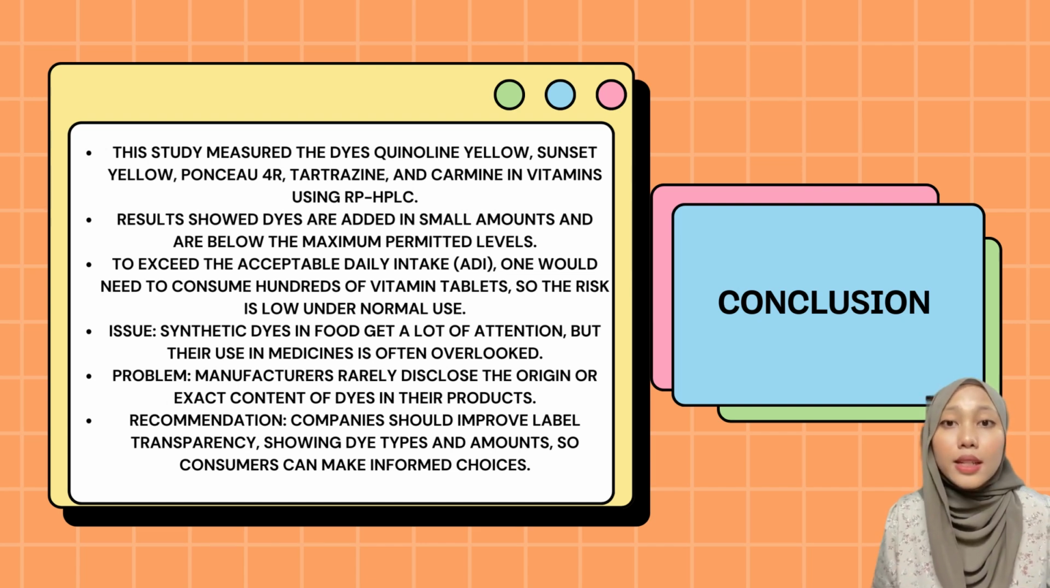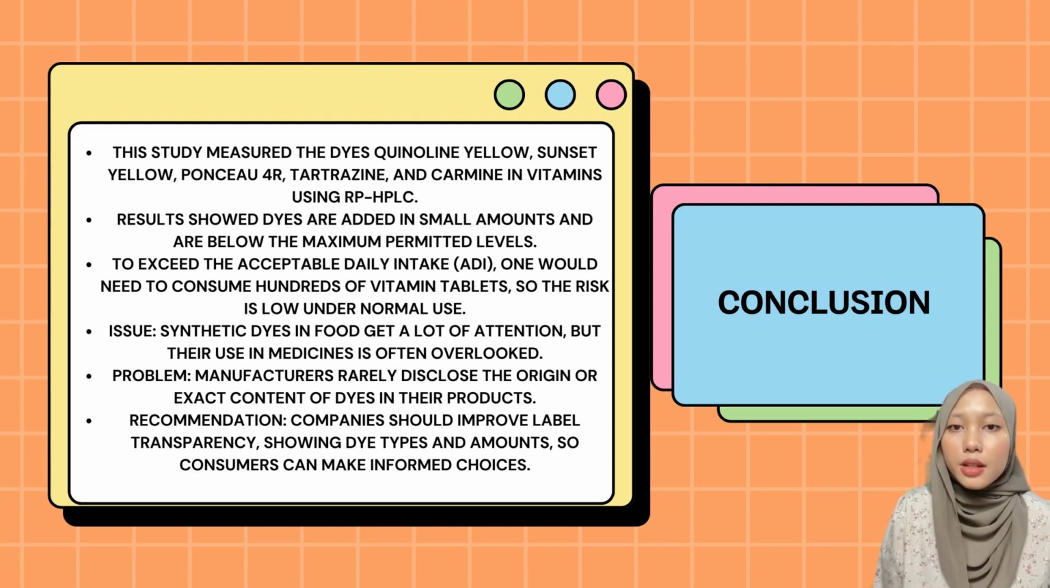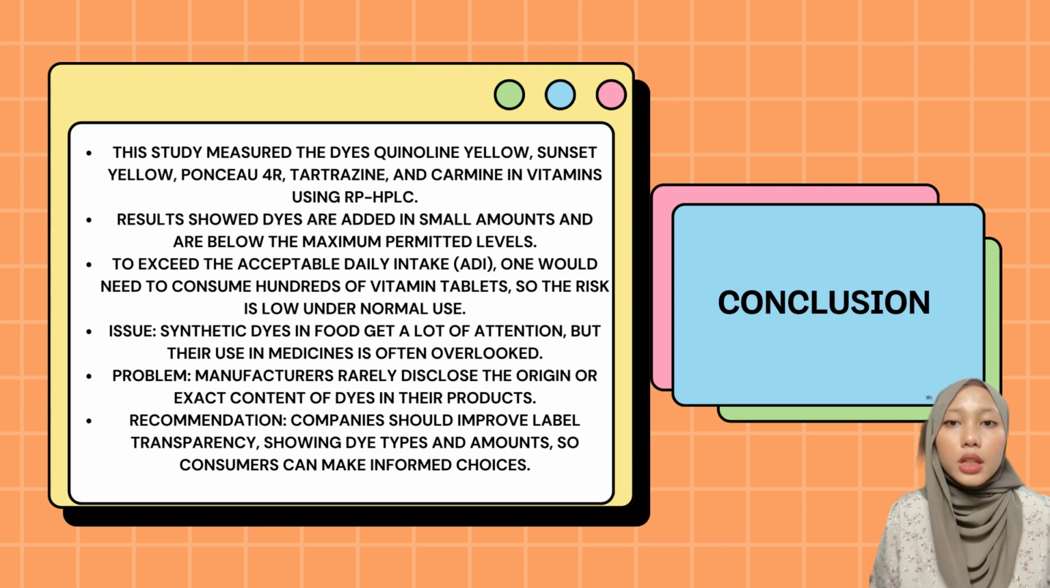However, while synthetic dyes in food receive significant regulatory attention, their use in pharmaceuticals often goes unnoticed, as manufacturers rarely disclose the origin or exact amount of dye in their products. To address this gap, it is recommended that companies enhance label transparency by clearly identifying the type and quantity of dyes used, enabling the consumer to make informed decisions and fostering trust in pharmaceutical safety.